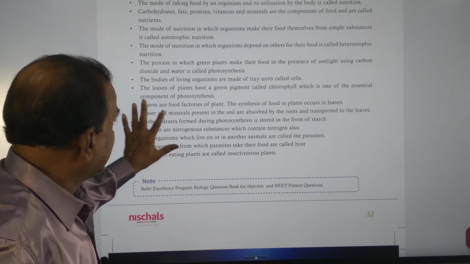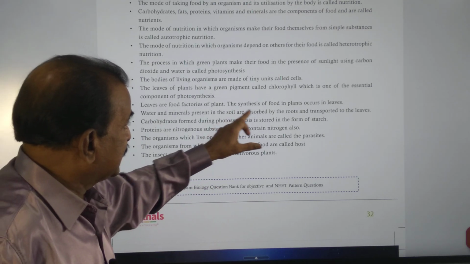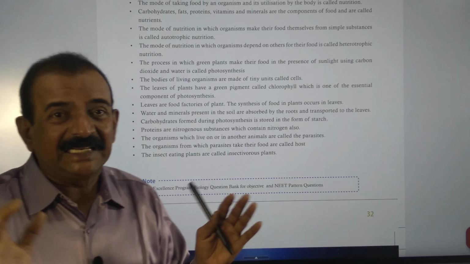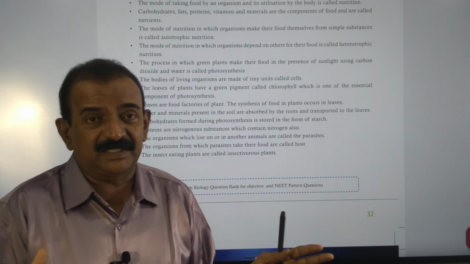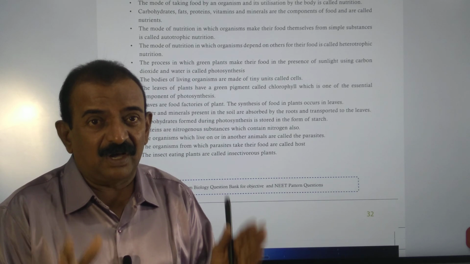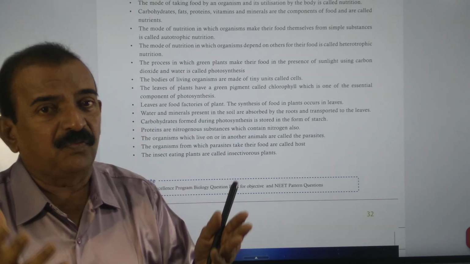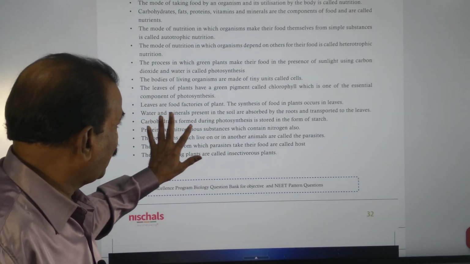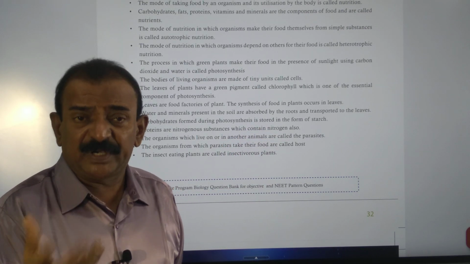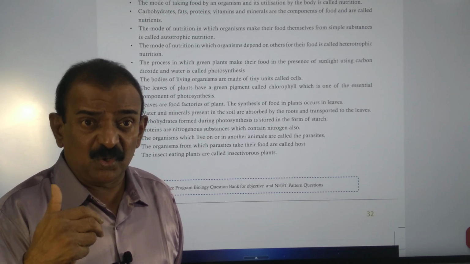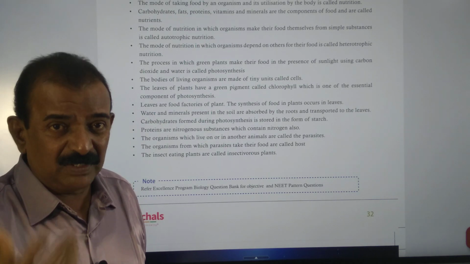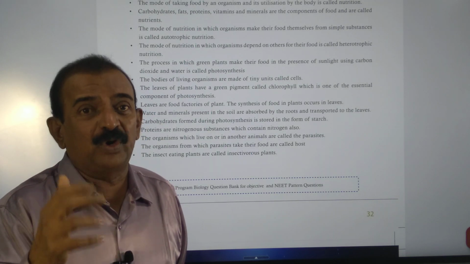And next, leaves are the food factories of plants. The synthesis of food in plants occurs in the leaves. Leaves are green in color due to the presence of chloroplasts with chlorophyll, and they trap sunlight and prepare food. That is the reason leaves are called the food factory of a plant. Carbohydrates are formed during photosynthesis and stored in the form of starch. We eat potatoes, and roots like carrot and beetroot, which are food substances that contain a large amount of starch.